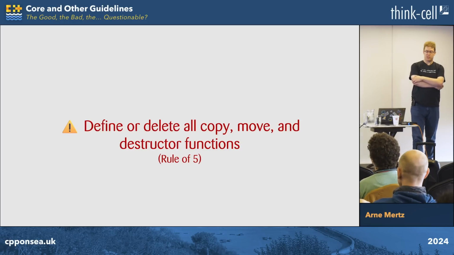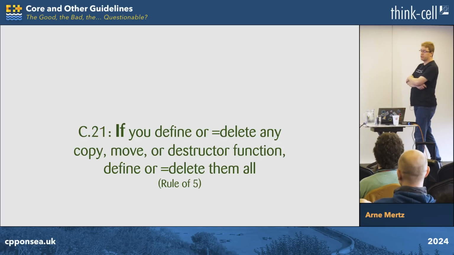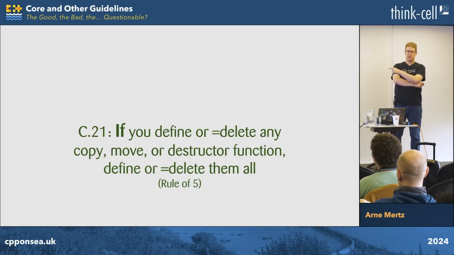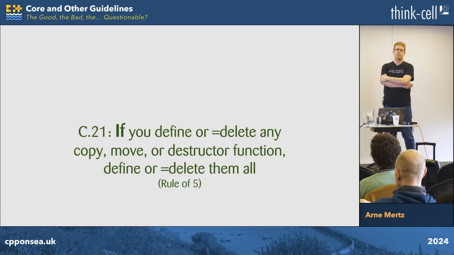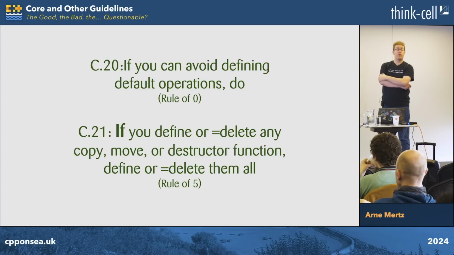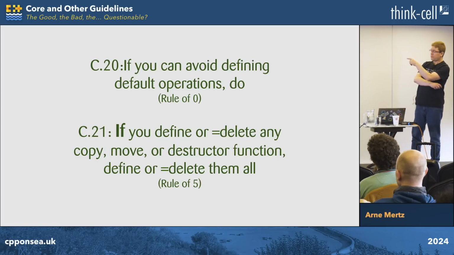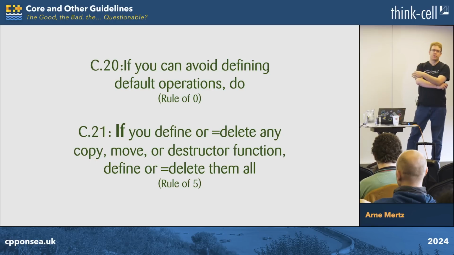If you look at the C++ core guidelines, it says C21, if you define or delete any copy, move, or destructor function, define or delete them all. The if is important. The one before said, always do this, always do all the 5. If you do one of them, do the rest. More important, C20. If you can avoid defining any of those, do. Avoid them. So the meaning is usually, if you have to define one of those, then it's usually because you're doing something like memory management, any other resource management. You open some file, you have to close them again.